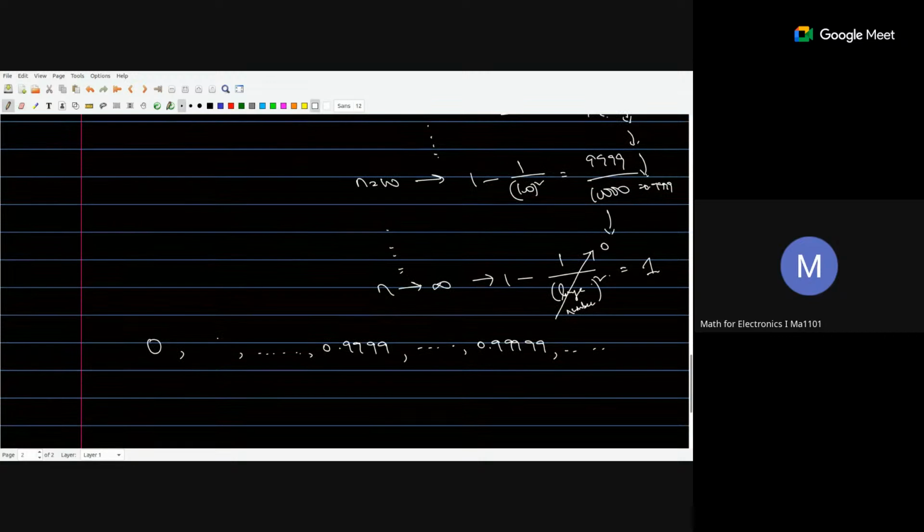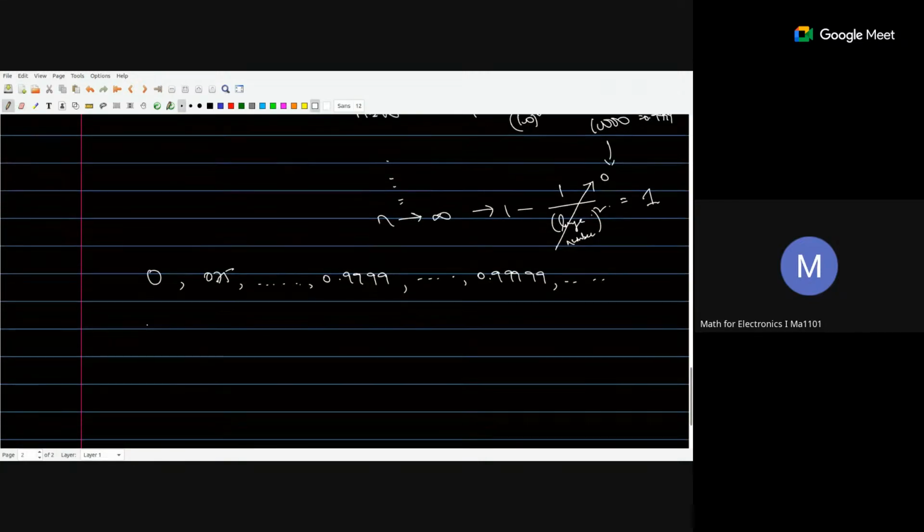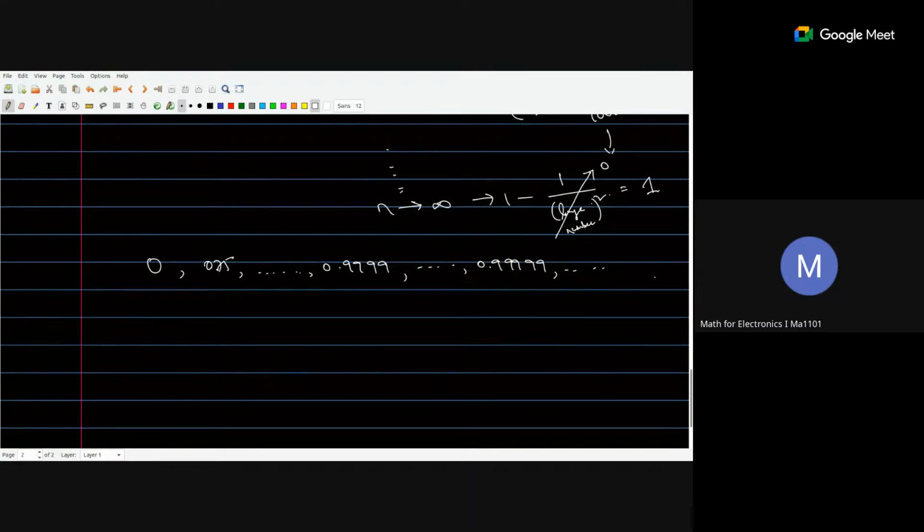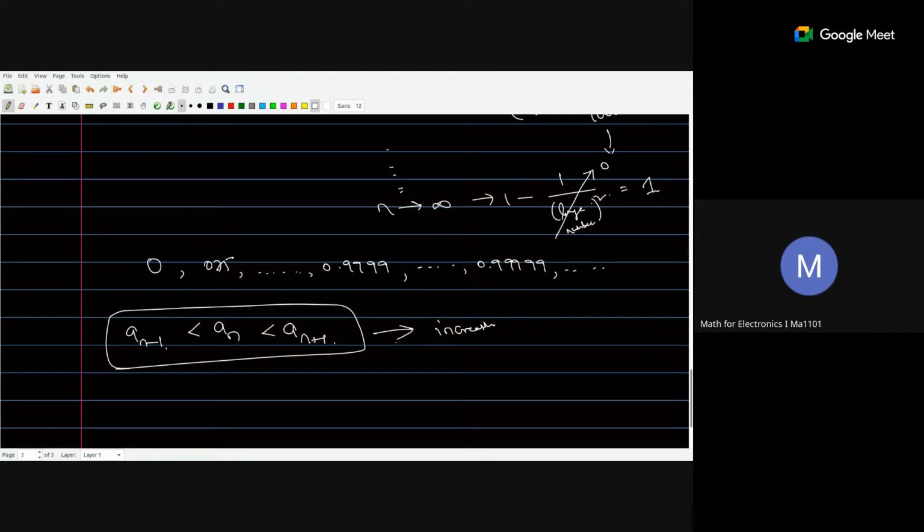So if you observe here, what is happening to this sequence, or how the sequence numbers are arranged? You see, it's in increasing order. Your nth term is greater than a(n-1), the previous term, and this nth term is less than the a(n+1) term, the next term. So the next number is always greater than the current term. This kind of sequence is called an increasing sequence.